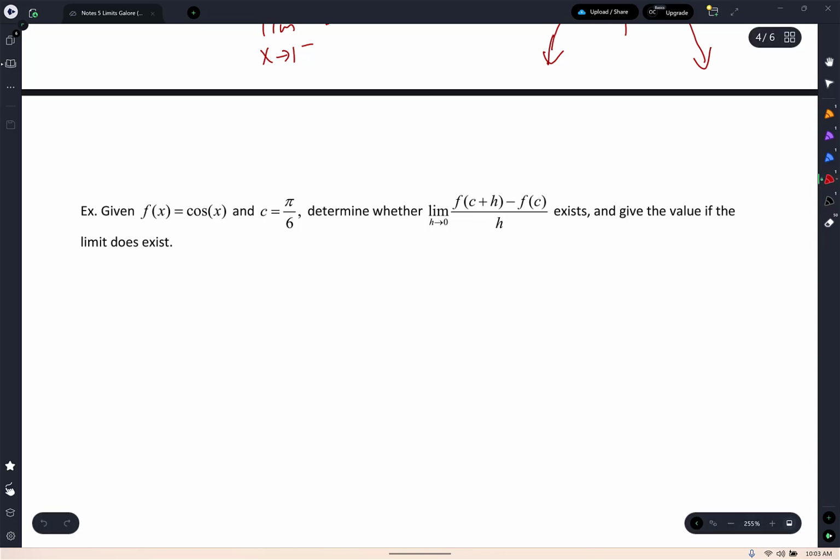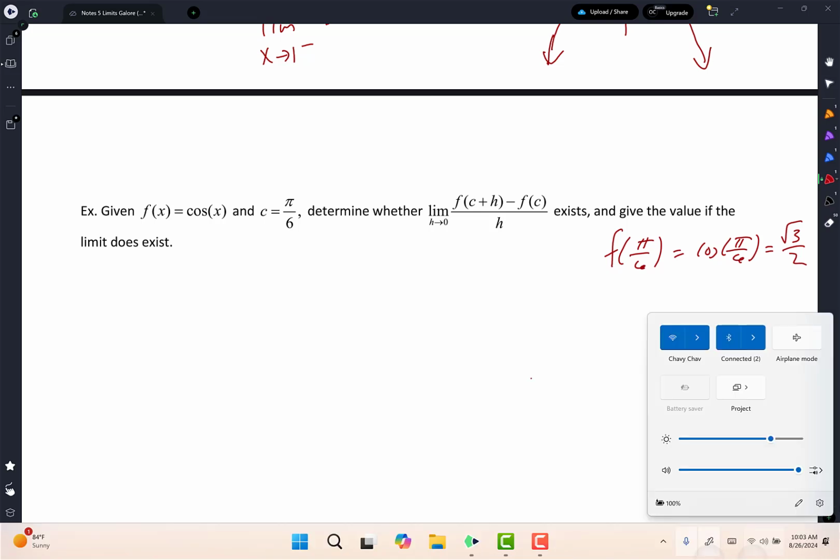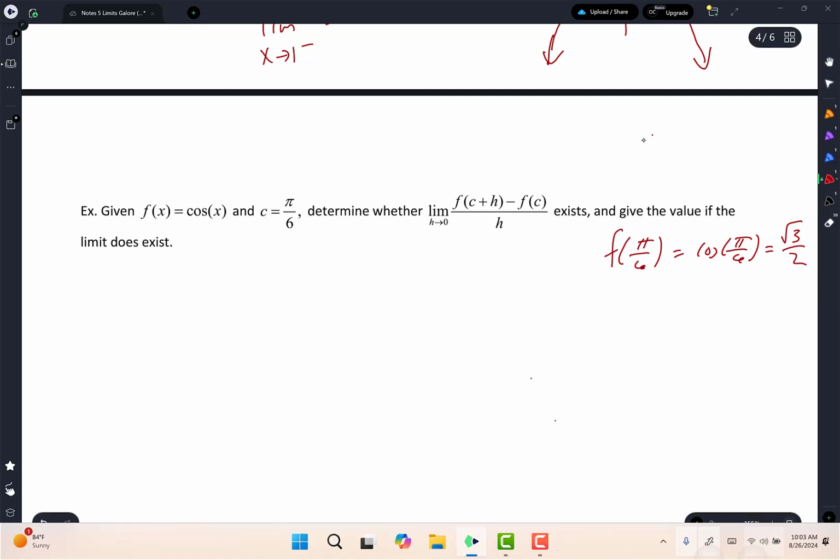All right, so let's see. What do I want? I need f of pi over 6. So I'm going to write f of pi over 6 equals cosine of pi over 6. Do you guys remember what cosine of pi over 6 is? Square root of 3 over 2. Good. You guys must have had a really good pre-cal teacher. All right, next one. You guys are probably getting tired of my jokes. Sorry, guys. Maybe they're not funny.